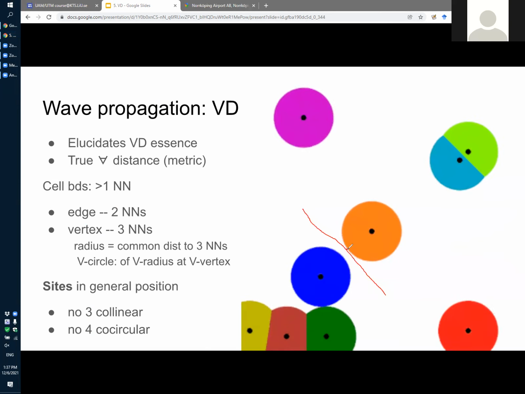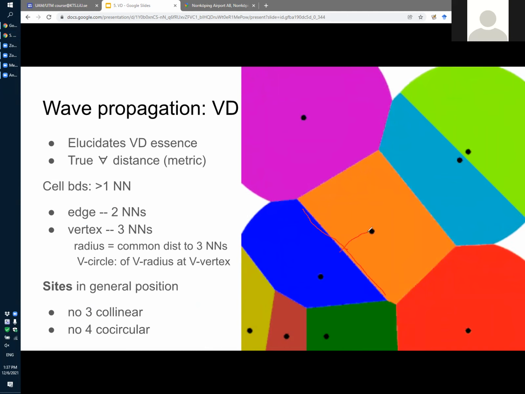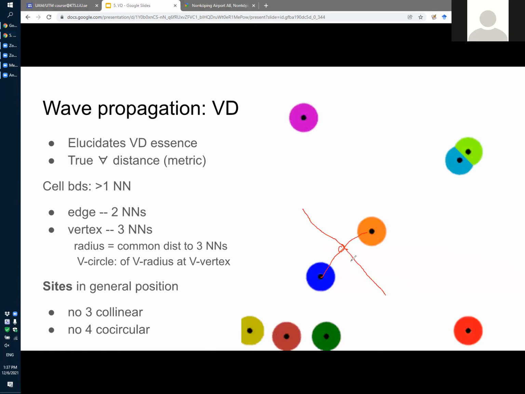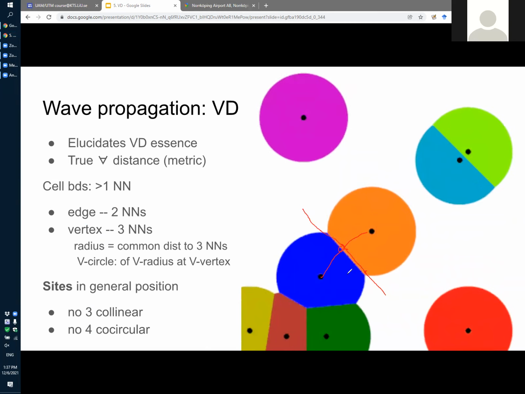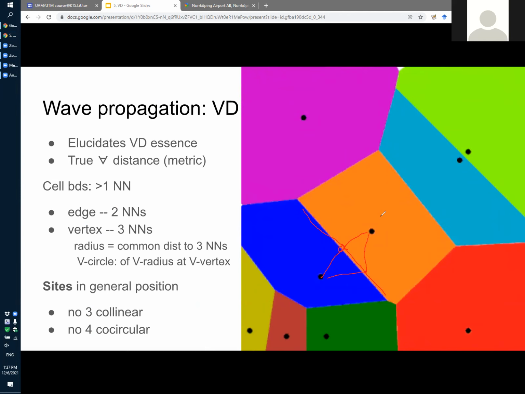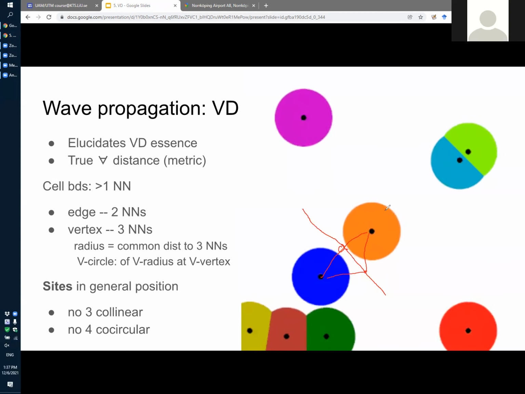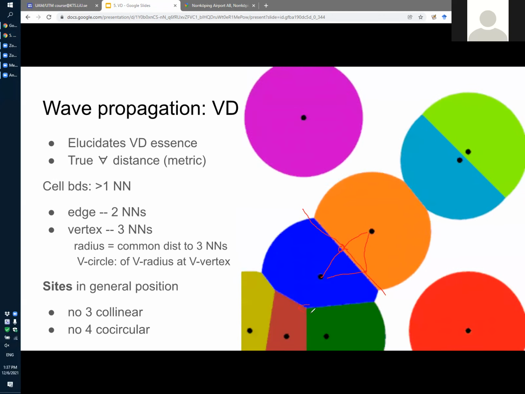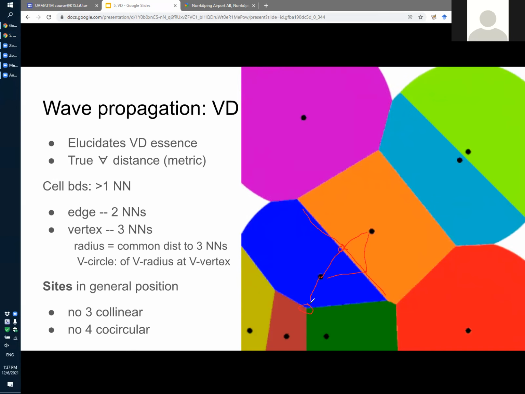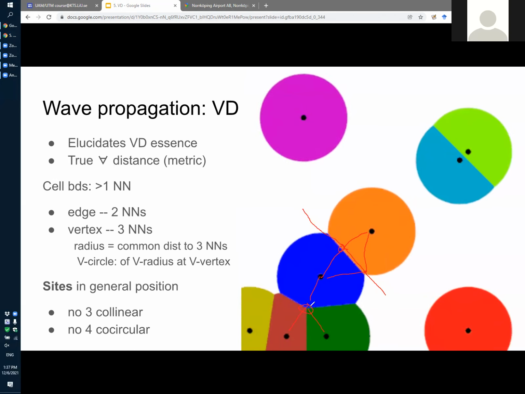So all the points on this edge, they have two nearest neighbors. So this side is as close to this point as that side. And this is true about every point on this edge, two closest sides. And where we have three wave fronts coming to a single point, like over here, for instance, we have three sides that are equidistant, or which are the nearest neighbors for this particular point.